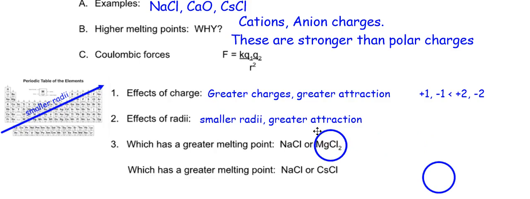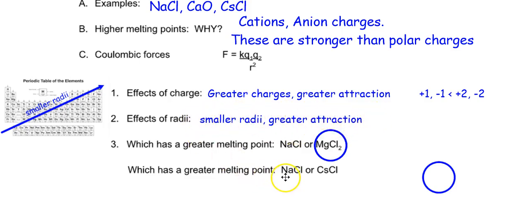greater attraction. And now which one has a greater melting point, sodium chloride or cesium chloride? This is a +1, this is a -1. This is a +1, this is a -1. So it's not the charge, it must be the radius. So which one do I want? I want the one that has the smaller radius, the greater attraction.